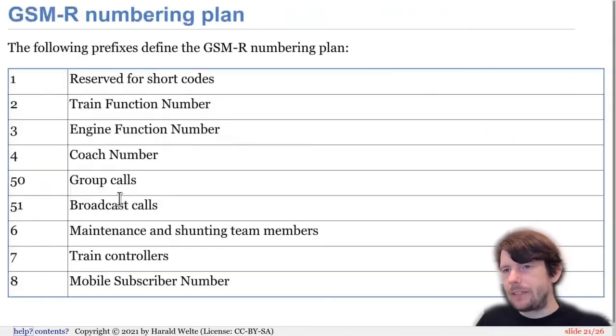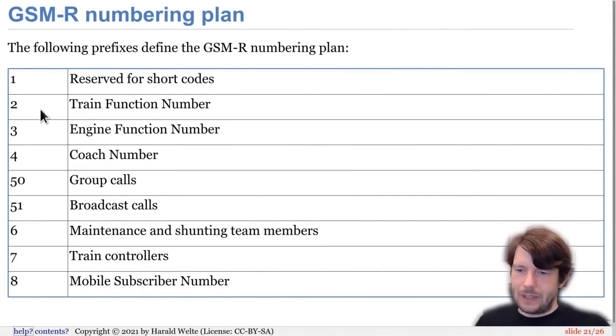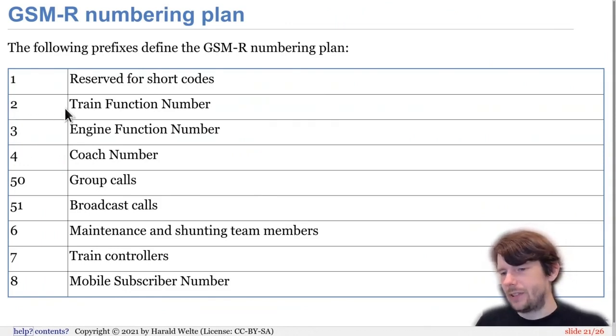Yeah, the numbering plan for GSM-R looks like this. The prefixes of the calls. So you have first the prefix and then typically some identifier. If you have 2 as a prefix, then you have, I think, a 5-digit train number, and then you have a 2-digit number of the function within that train.